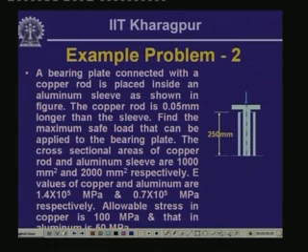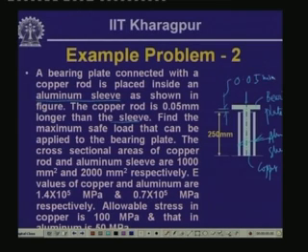Now, here a bearing plate connected with a copper rod is placed inside an aluminum sleeve as shown in figure. So, here this is the bearing plate, and this bearing plate is connected with the copper rod going inside. So, this is the copper rod and this is the aluminum sleeve. The copper rod is 0.05 millimeter longer than the sleeve. So, this gap is 0.05 millimeter.